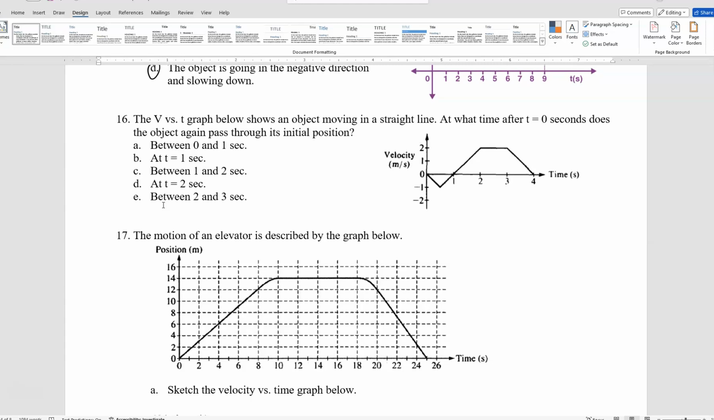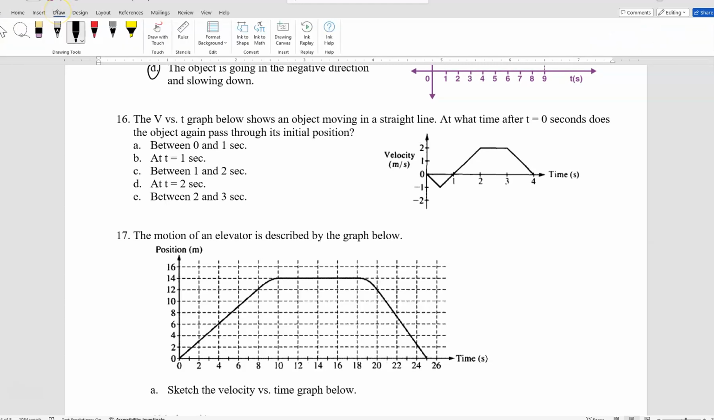Number 16 is a really tough problem. What's going on here is an object is moving in a straight line at time equals 0, and we want to know along the graph, when does the object get back to its original position? I think most people are going to go, oh, well, it goes backwards then forwards, but this is a velocity versus time graph, which means that the object is speeding up in the negative direction and then slowing down in the negative direction. So it's going in the negative direction the whole time.